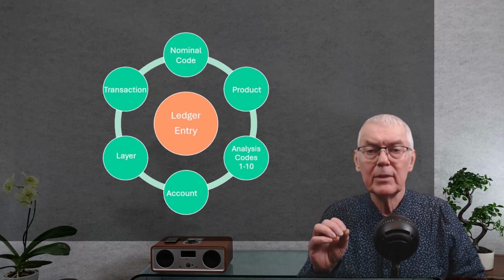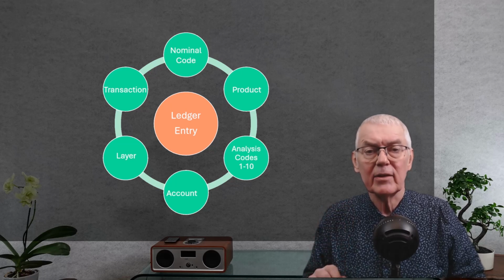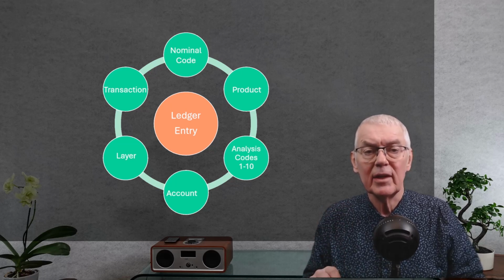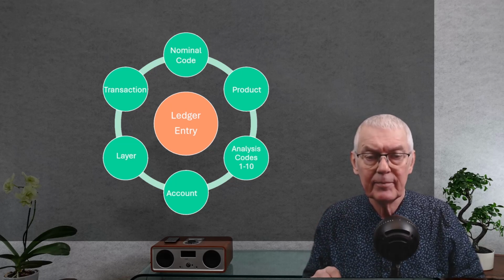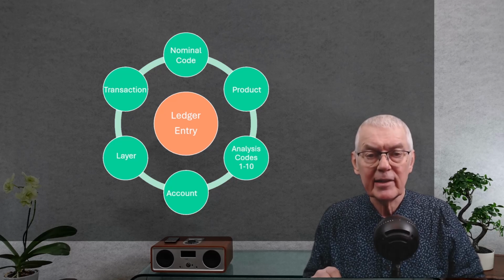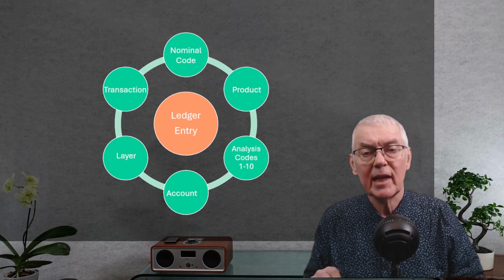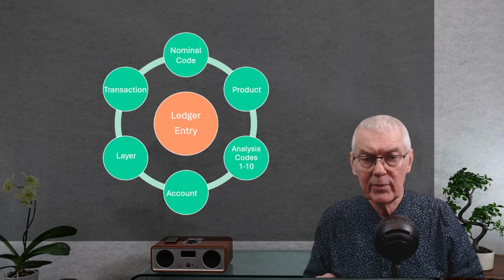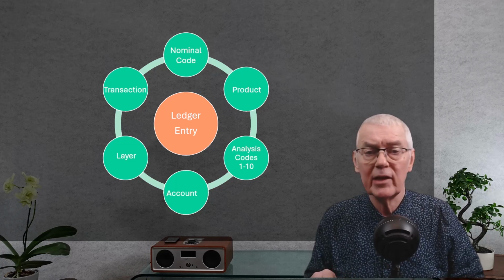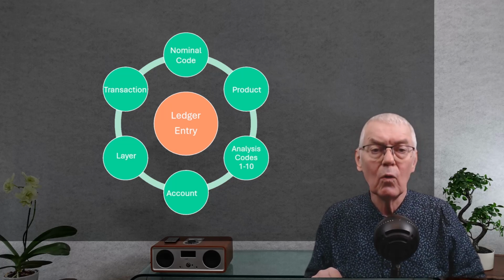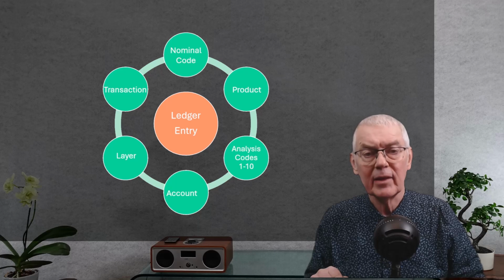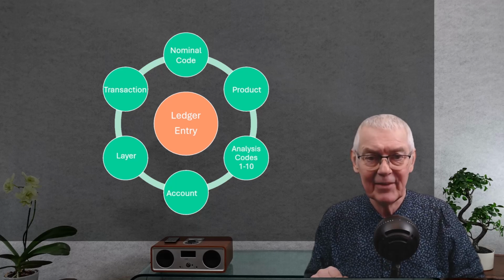Now, in order to build an effective chart of accounts, you need to understand the ledger entry. The ledger entry is created whenever an accounting transaction is posted. This could be a donation, a purchase invoice, a journal entry, or a bank transfer. All of them create ledger entries, and the ledger entry is a clever little beastie.